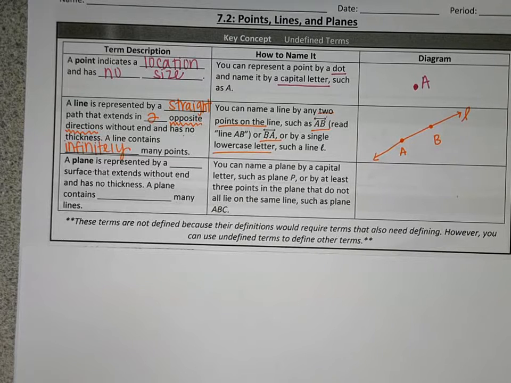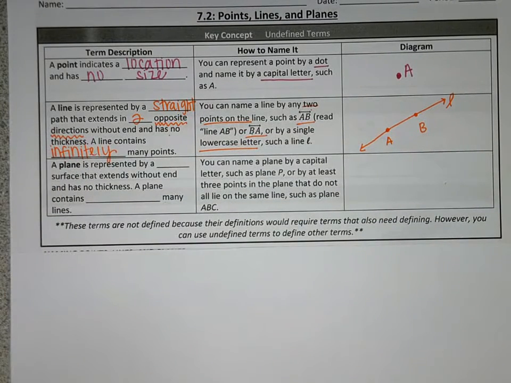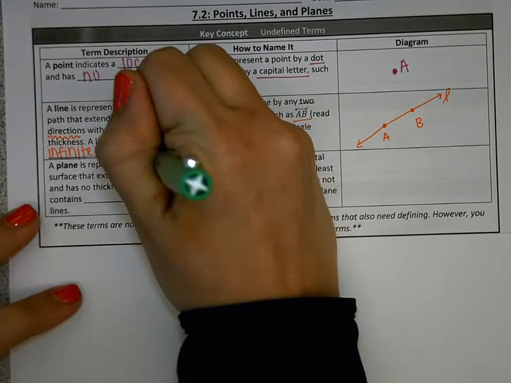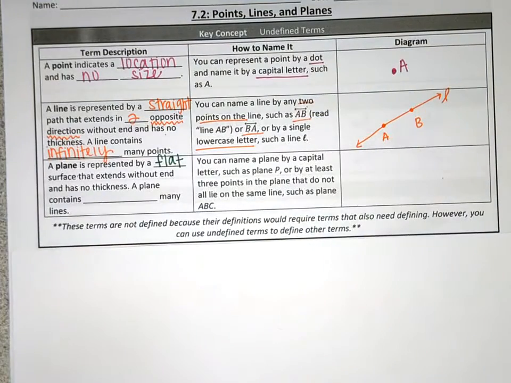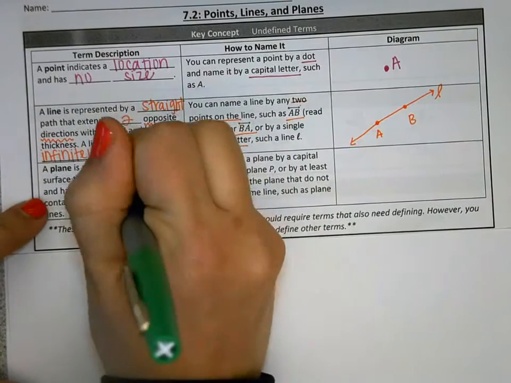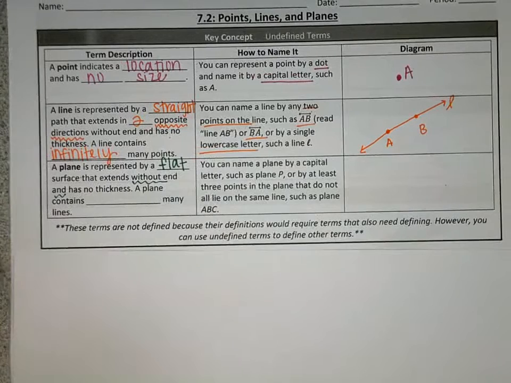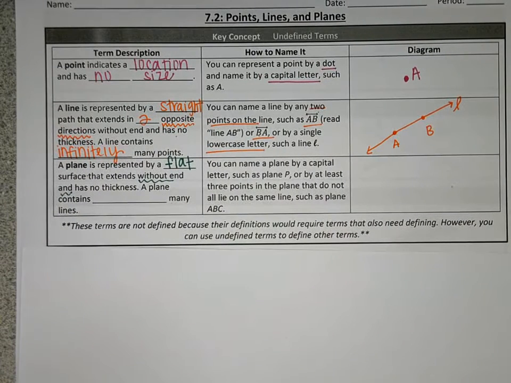Okay. Planes should be totally new, right? Okay. A plane, spelled P-L-A-N-E, so not like an airplane, not like a plain bagel. A plane is represented by a flat surface. So like a piece of paper that extends without end, and has no thickness. So same as a line, it has no thickness, it's just flat. And it's a flat surface that goes on forever and ever.